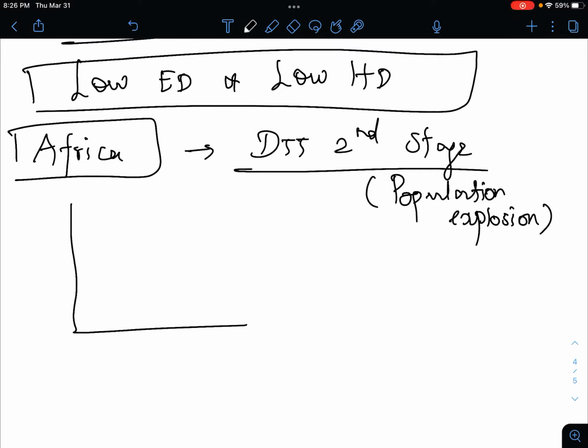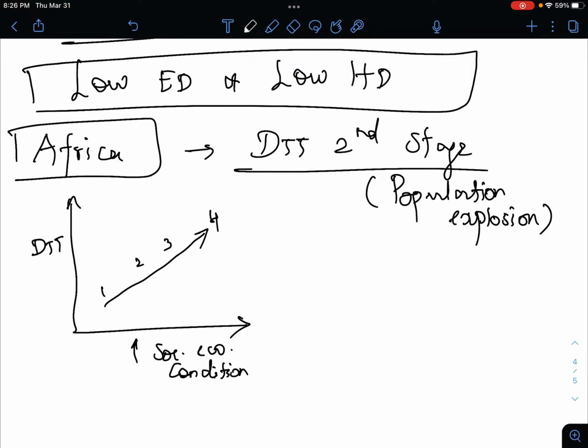See, as you move further in demographic transition, this is your demographic transition. If you move along this scale, then your socioeconomic conditions will improve. Take any country. The higher you are in demographic transition stage, you will have high socioeconomic conditions.